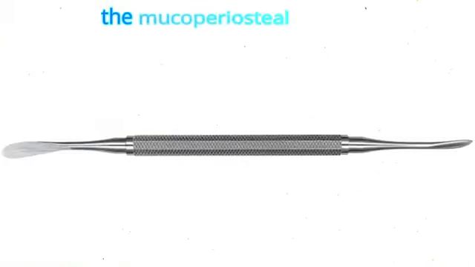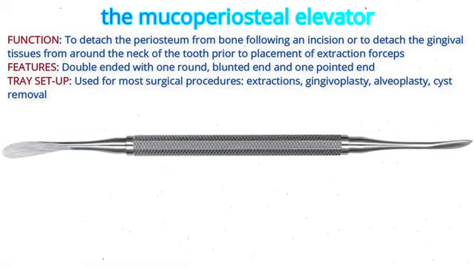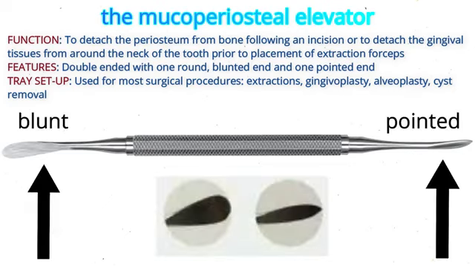The last one is the mucoperiosteal elevator, used to detach the periosteum from bone following an incision or to detach the gingival tissues from around the neck of the tooth prior to placement of extraction forceps. It's double-ended with one round, blunted end and one pointed end.